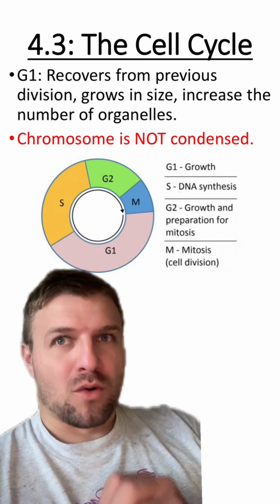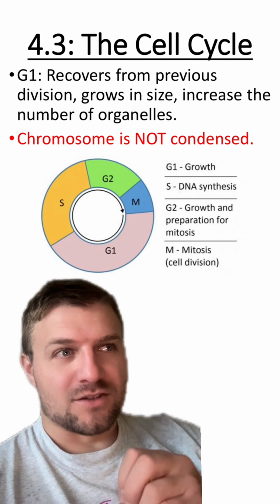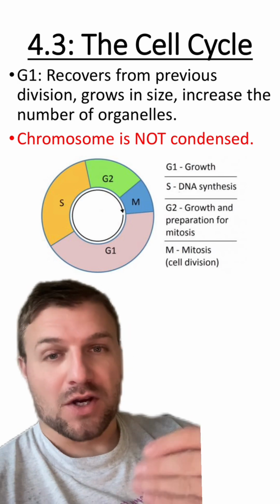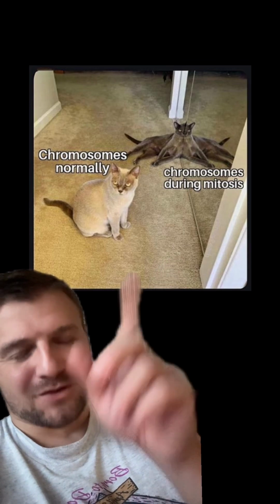It's important to remember when the chromosomes condense in the cell cycle. The chromosomes will not condense during interphase. So during G1, S, and G2, again, the chromosomes are not condensed. They condense during mitosis.